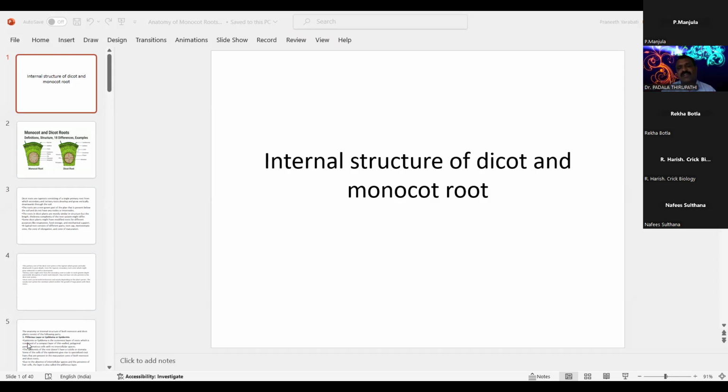The difference between the epidermis, the difference between the cortex of the mono and dicot, and even the stele, endodermis, the xylem, the arrangement of the protoxylem and metaxylem, the exarch condition or endarch condition. These are the most important points in the internal structure of the stem and root. Madam has clearly explained. Tomorrow, madam is going to explain the anatomy of the leaf structure, or maybe the secondary growth.